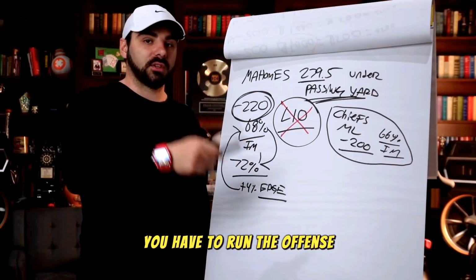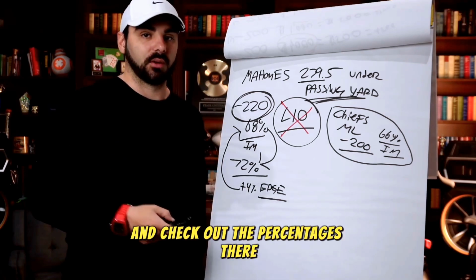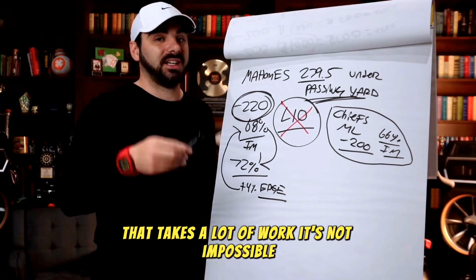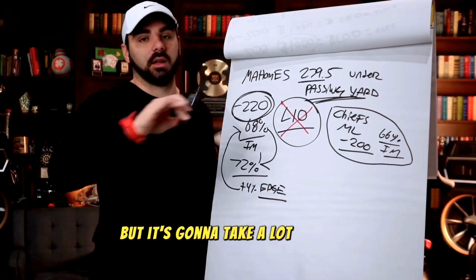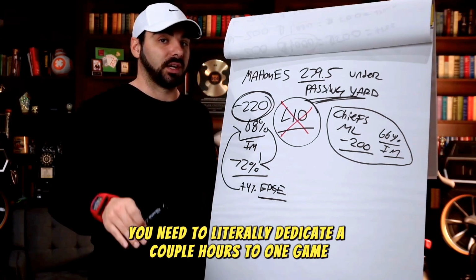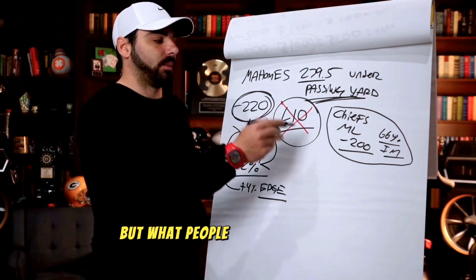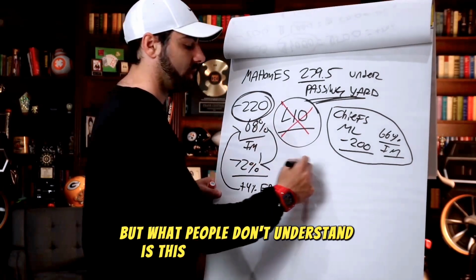You have to run the offense, the defense, and then on the other side you have to run the offense and the defense and check out the percentages there. That takes a lot of work. It's not impossible, but it's going to take a lot of work for you to be able to do that. You need to literally dedicate a couple hours to one game just to be able to run those probabilities for a money line play. But what people don't understand is this.